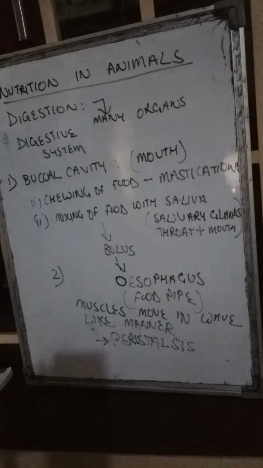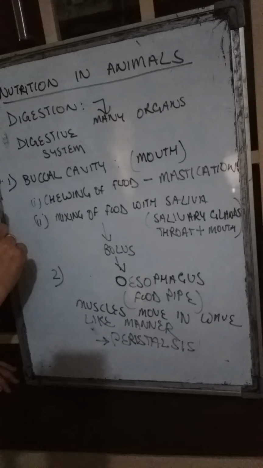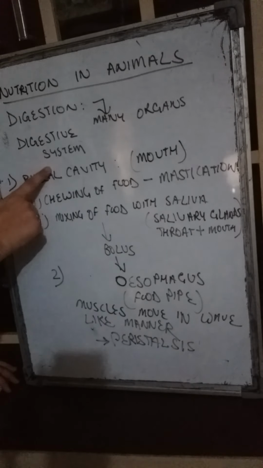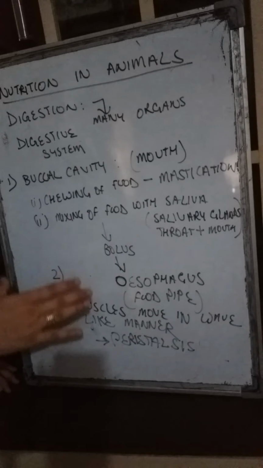Now the second step which comes under nutrition is digestion. What do you mean by digestion? This process of digesting the food is called digestion, and it involves many organs. Collectively all these organs are known as the digestive system. The digestive system contains organs which help in the digestion of food. Under this digestive system, we will go through the different organs.